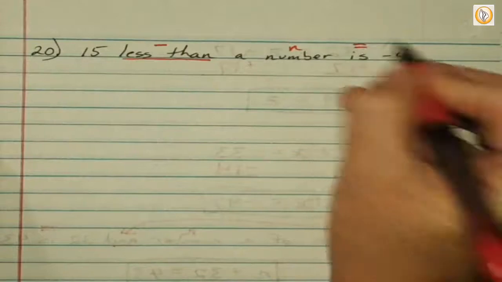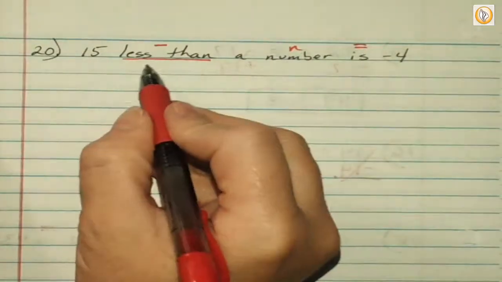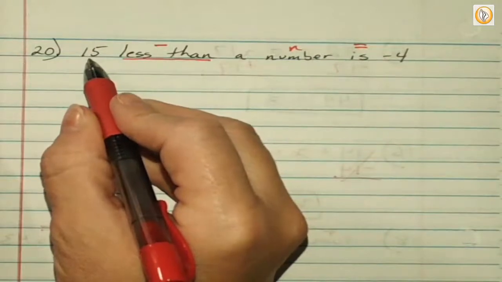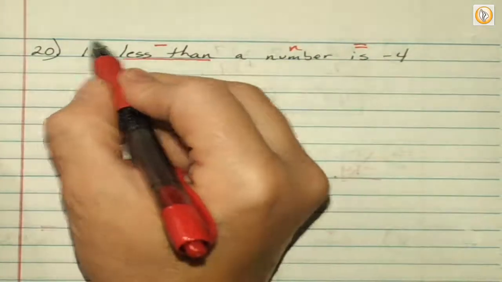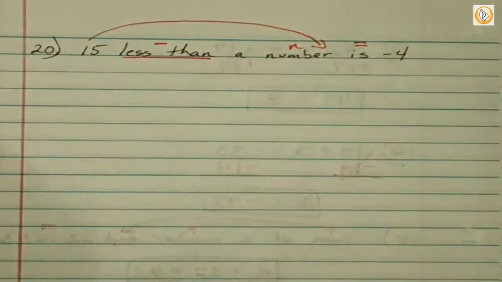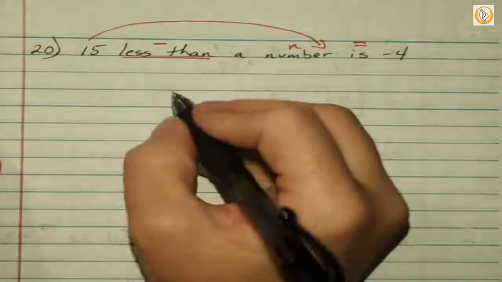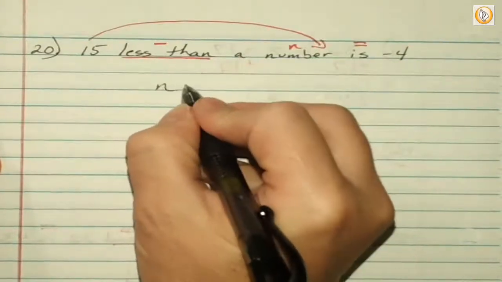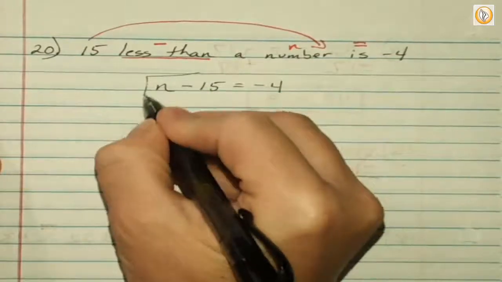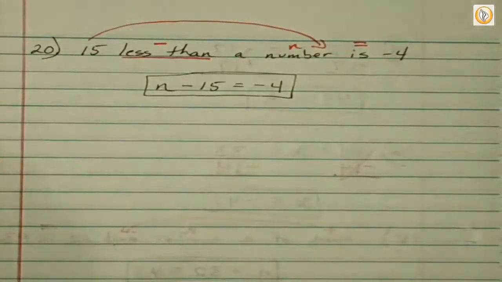So what do the red flag words mean? What do we do with 15? We subtract it from n. It goes right behind n. Look at y'all go. Okay, so what's my equation once you have that written down? n minus 15 equals -4. Perfect. There's my first answer.